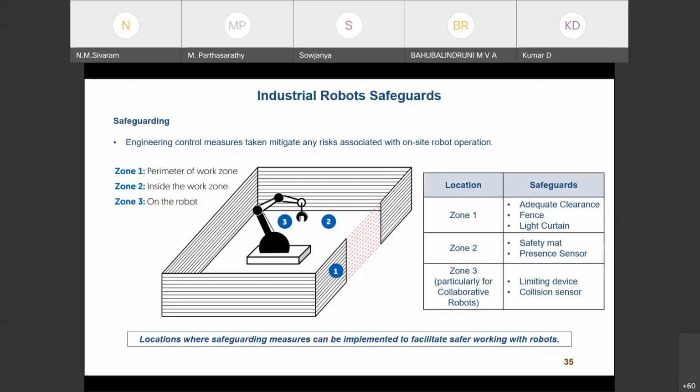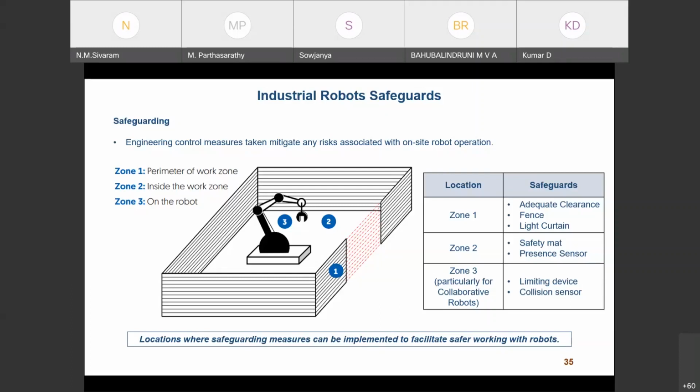A safety mat is similar to a mat where some piezoelectric sensors are there. The principle of piezoelectric sensors is that when you apply a force on the sensor, electrical charges come out of the piezoelectric material. With these electrical charges, you can sense that some force is exerted on the material. So when you are walking on the mat, your walking itself will create some force, and this will give an electrical signal, and this will stop or slow down the robotic operation.